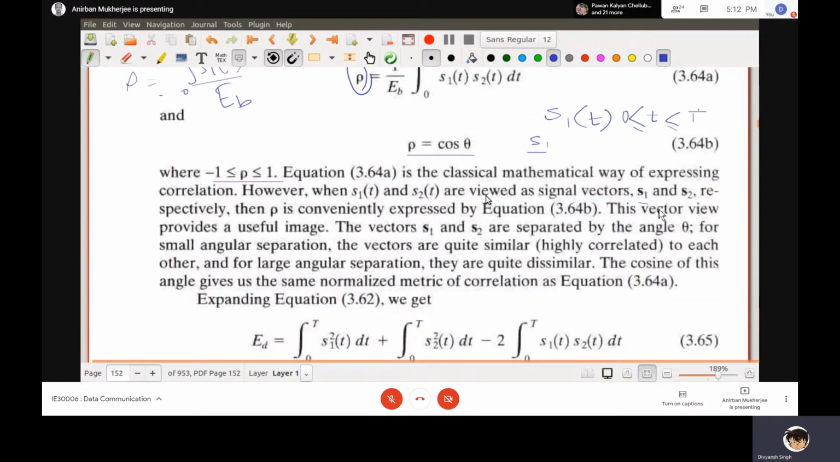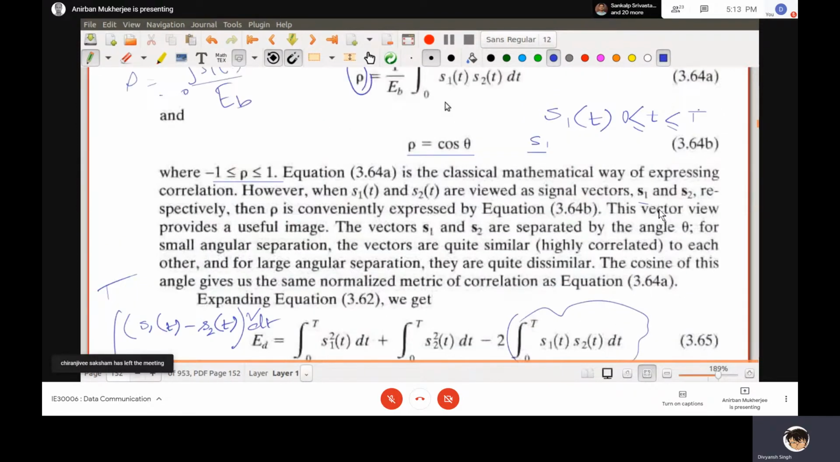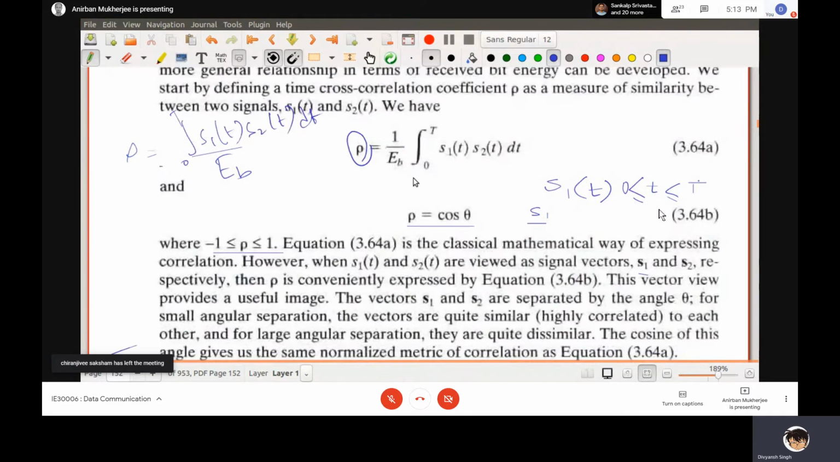Okay. Now what is my difference signal's energy? The difference signal's energy, if you remember, is the integral from 0 to T of (S1(t) minus S2(t)) whole square dt. Now if you play with it, then S1 square, S2 square, minus 2 S1 S2. Now what about this term? This term is basically, I have just proven, rho into EB.